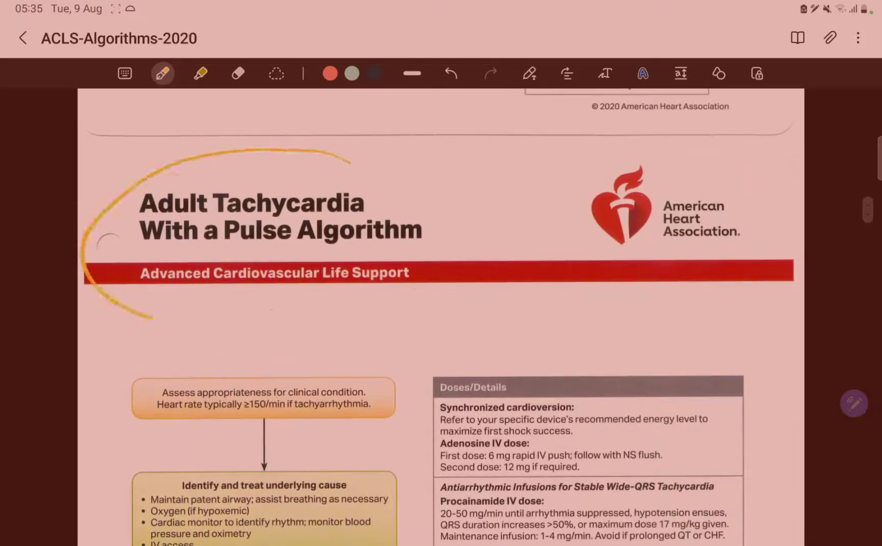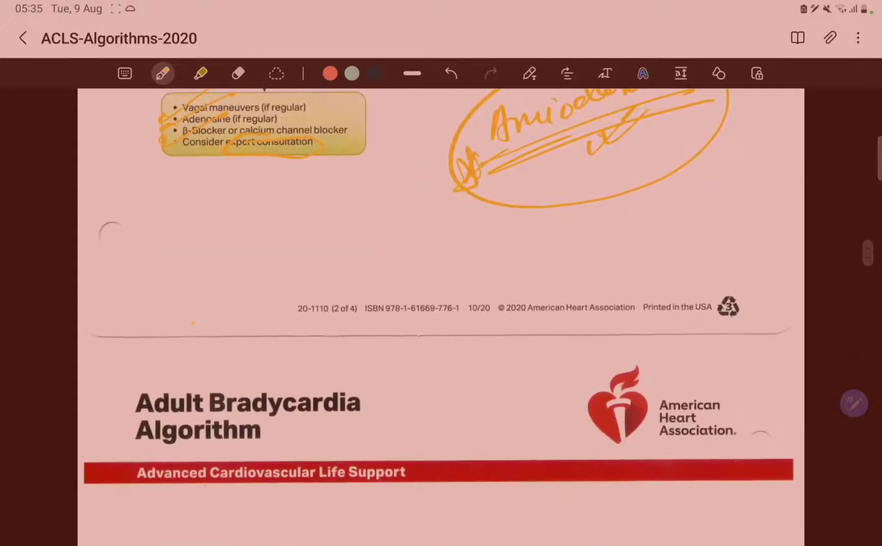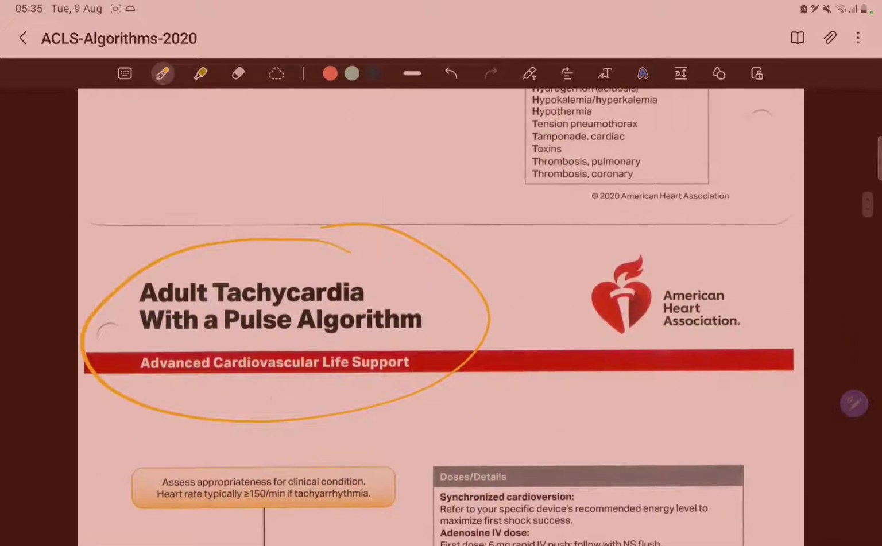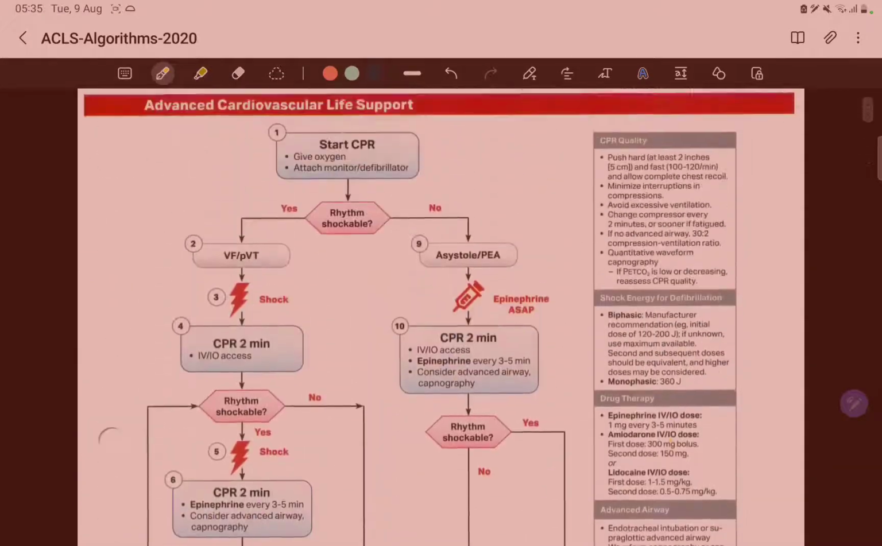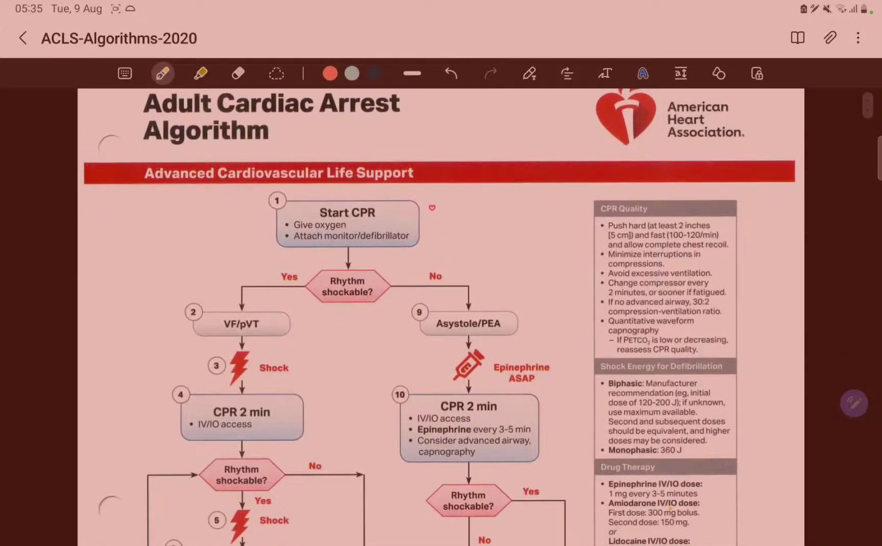This was the adult tachycardia with pulse algorithm. Pulse is present. If a pulse is absent, what will we do? If the pulse is absent, we start directly with CPR. Suppose while doing tachyarrhythmia management, the patient suddenly has no pulse and is unconscious, right? Then we start CPR as soon as possible.